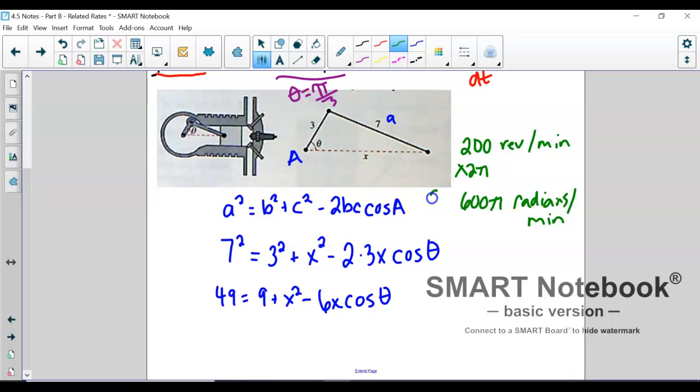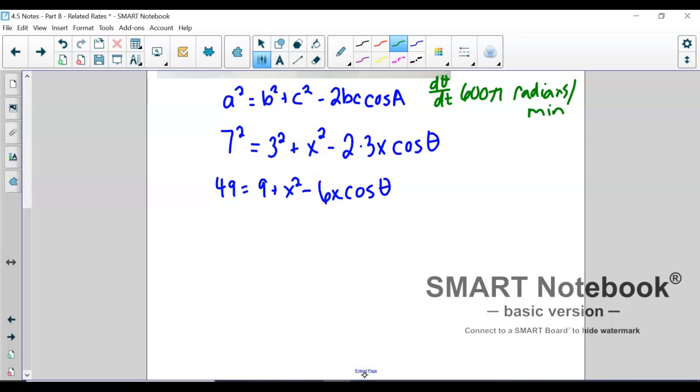Okay, so that would be our d theta dt. So we're just going to go ahead and take our derivative here. Derivative of 49 is 0. Derivative of 9 is 0. Derivative of x squared is 2x. We must put a dx dt with that.